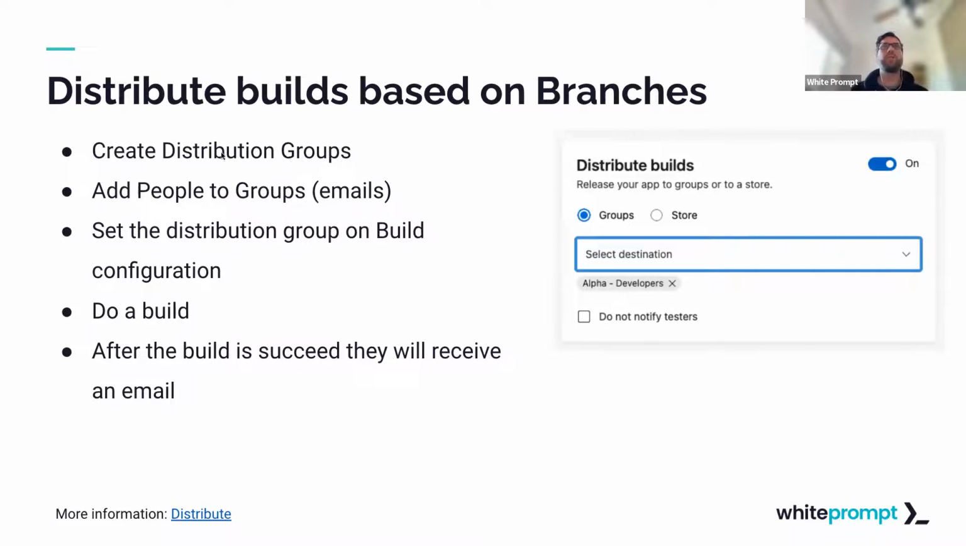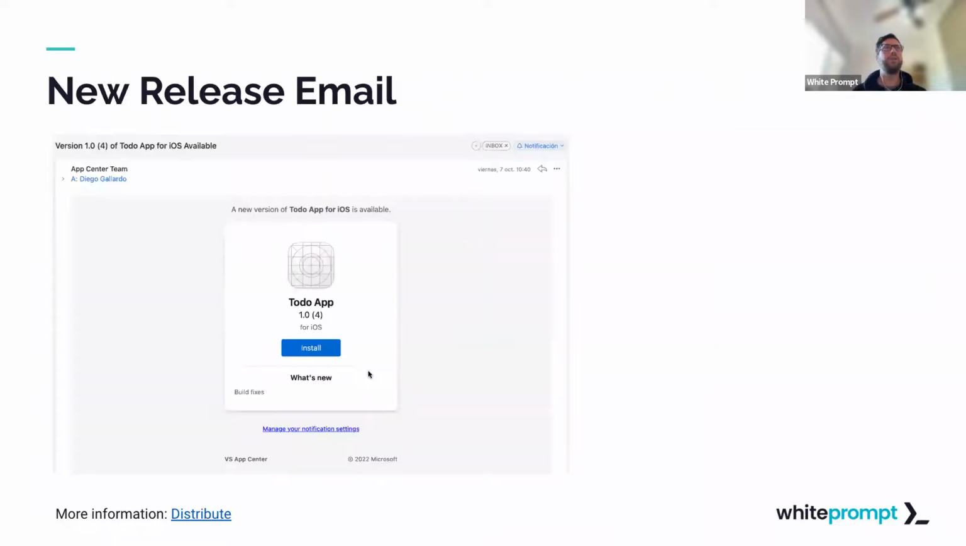So you create a distribution group in one section. You can add people to the distribution group, and then you need to select the distribution group on the build. And you do the build, and after the build succeeds, it's going to be sending some emails, and you're going to receive an email like this after the build is successful. It's like you're going to receive an email that the application is ready for you to test.